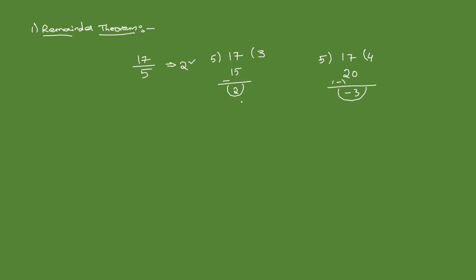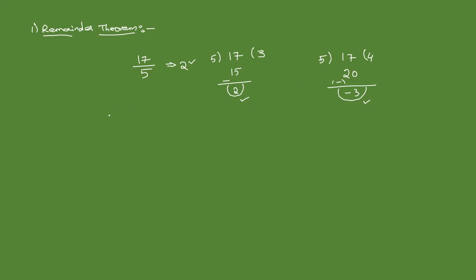See here, students. Technically speaking, both 2 and minus 3 are the possible remainders. There is nothing wrong in that. But when you want to tell your final answer, in the middle, while calculating, if you want to write, you can take the negative remainders. There is nothing wrong in that.